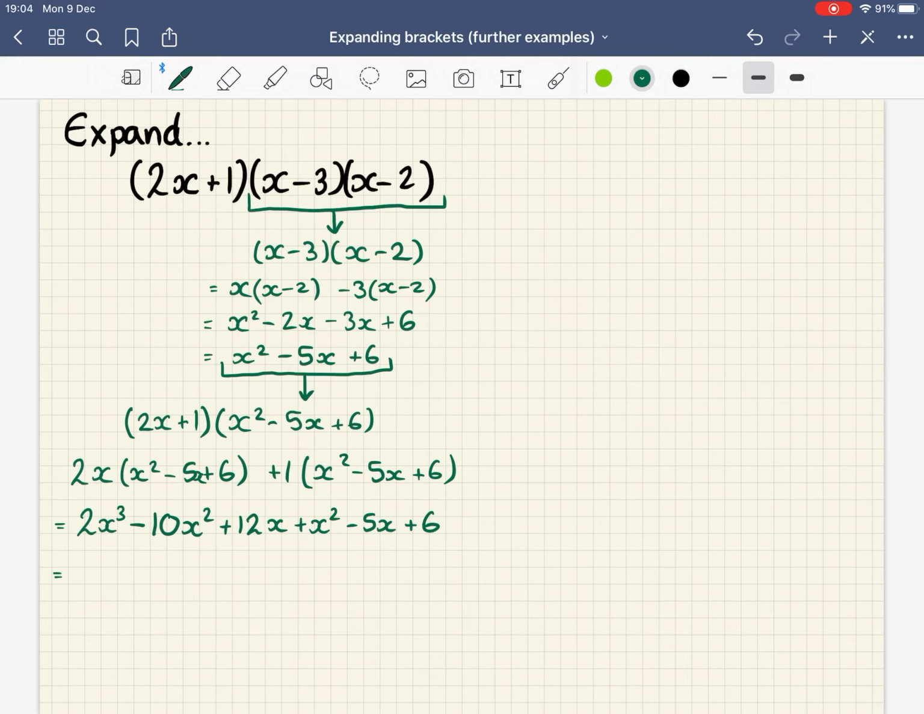And then collecting my like terms, so again that 2x cubed is on its own, there's no other cubes around. Then I have negative 10x squared plus x squared, so negative 10 add 1 is going to give me negative 9x squared. Then plus 12x, take away 5x, it's going to give me plus 7x. And then that 6 is just sitting by itself on the end.